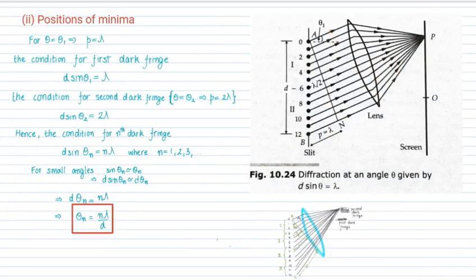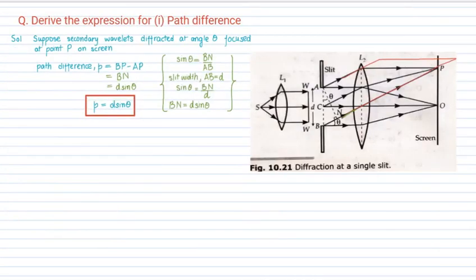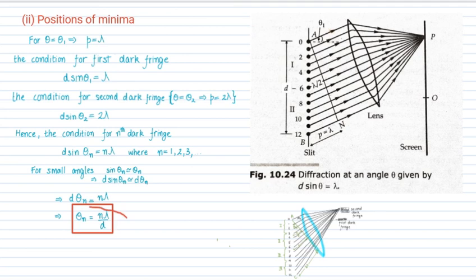So from your board's perspective, only the expression is important, not this derivation part. You can remember only the expression. What is the expression of the path difference? At what angle will you get your minima? You can only remember these angles. No need to remember this whole derivation. They don't ask for the derivations. They will just give multiple choice questions where they will ask this expression.